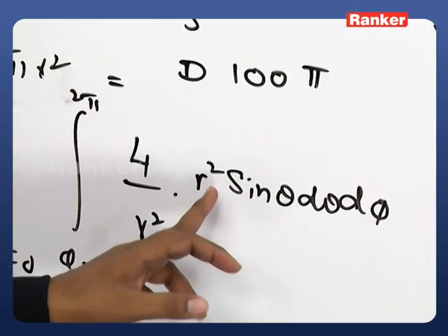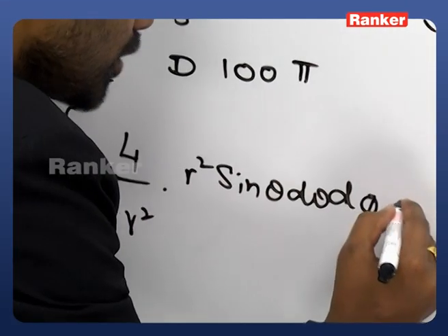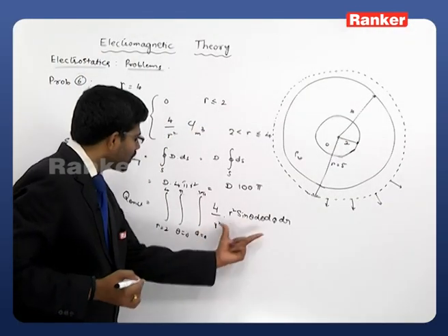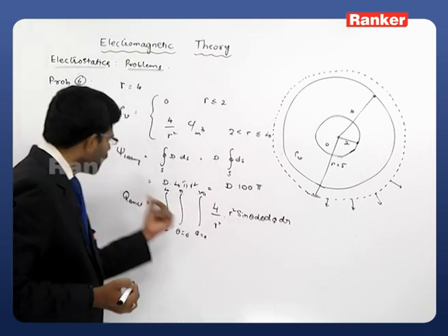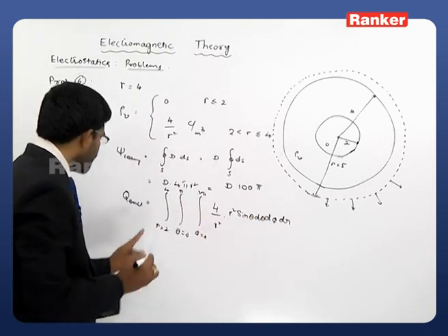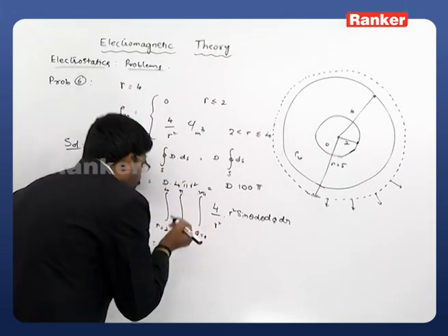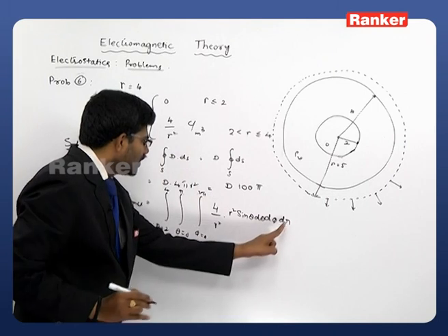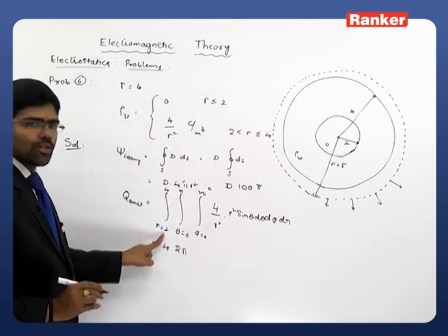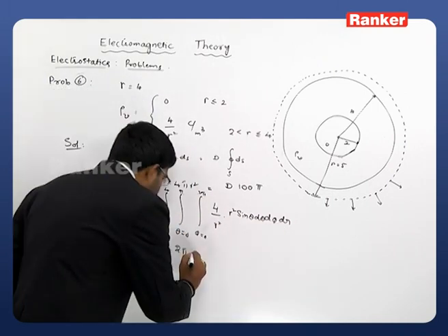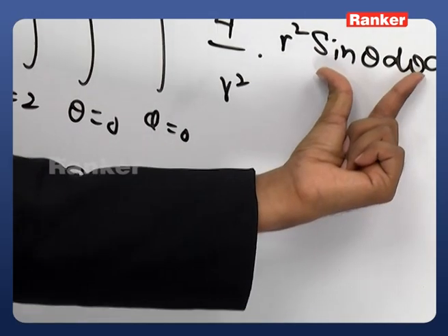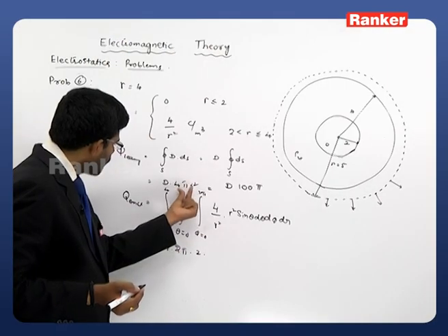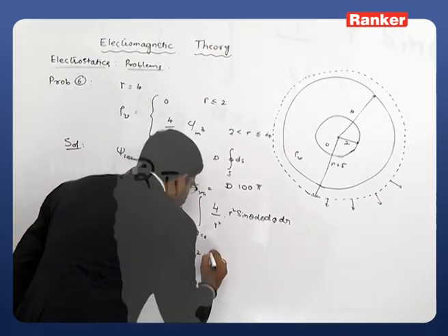If you simplify, r square will be cancelled, and dr will remain, with sin theta dr d theta d phi. This is our dV. After simplification, this r square is cancelled. The constant is 4. For d phi it is 2 pi. For dr, the upper limit is 4 and the lower limit is 2, so 4 minus 2 is 2. And for sin theta d theta, the integral is minus cos theta from pi to 0, that is 2.